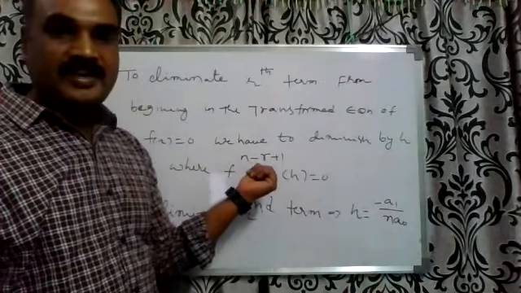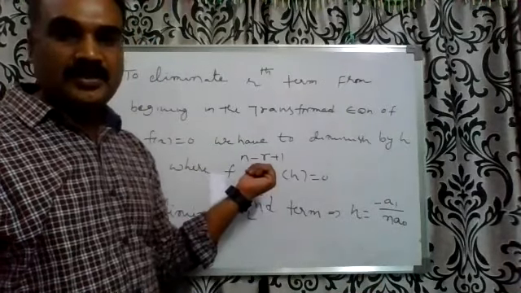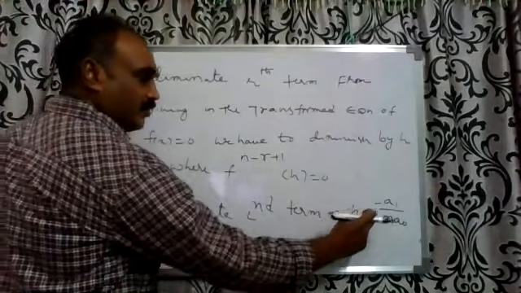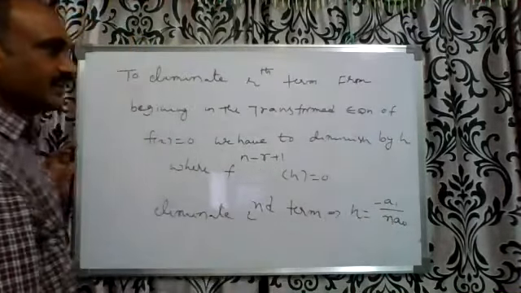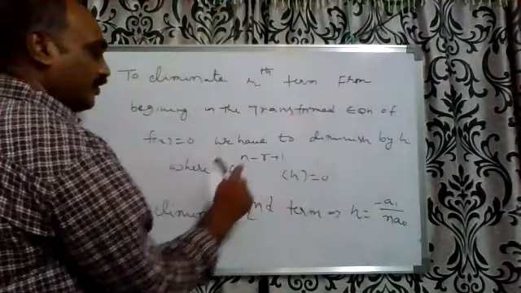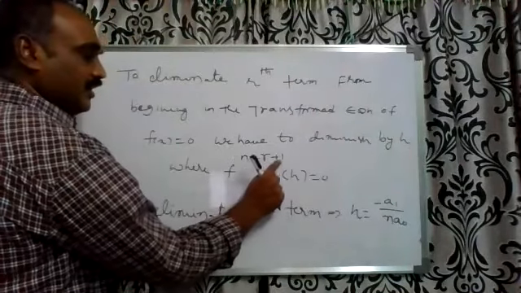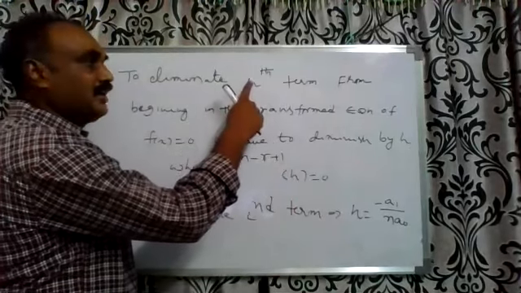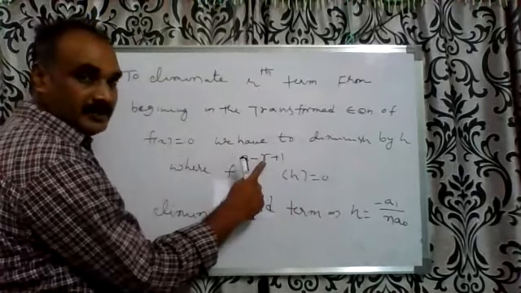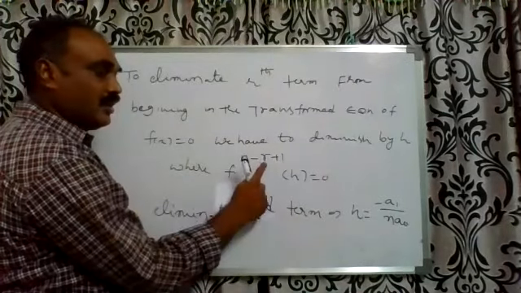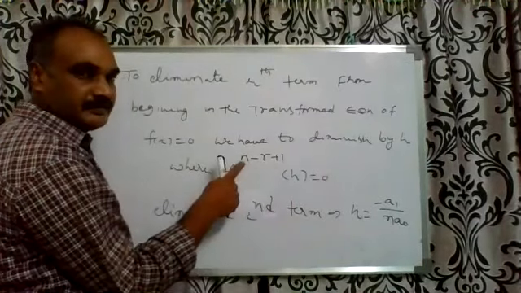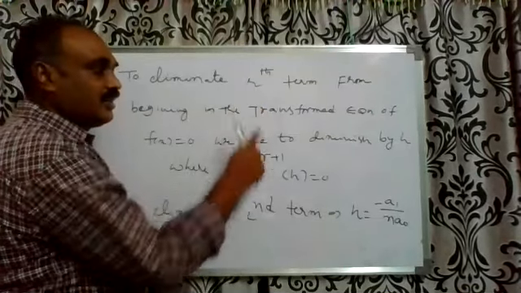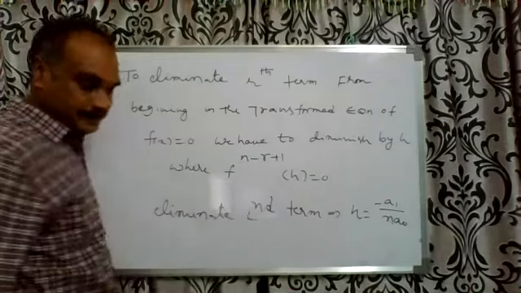This is for eliminating the second term, third term, fourth term, fifth term. The formula h is equal to minus a1 by n into a0 is only for the second term. For the rth term, f power n minus r plus 1 of h is equal to 0. Suppose we eliminate the third term, r is equal to 3. For the fourth term, r is equal to 4, where n is the degree.